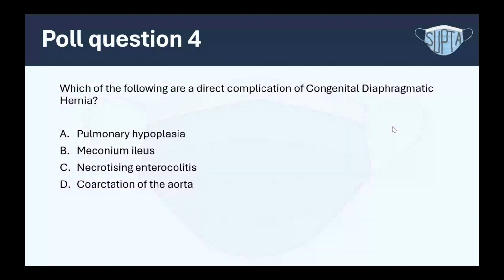Okay, let's move on to my final poll question for all of you on congenital diaphragmatic hernia. Connor, if you could release the final poll. Thank you. So once again, we have four options. You have A, pulmonary hypoplasia, B, meconium ileus, C, necrotizing enterocolitis, and D.